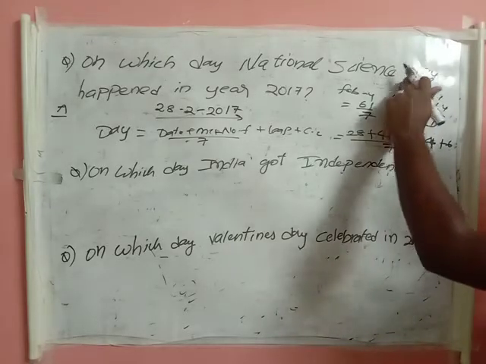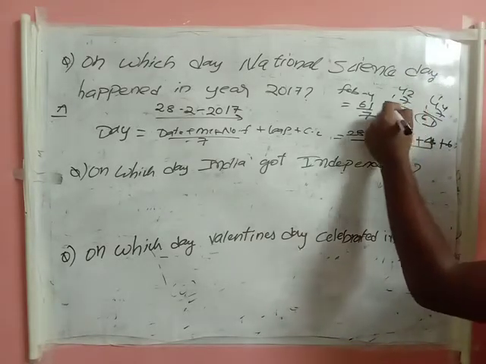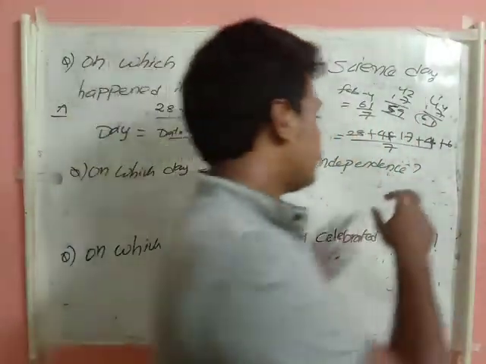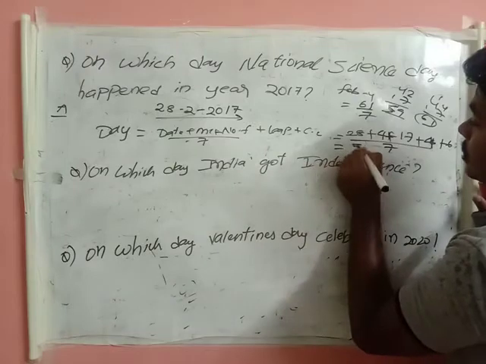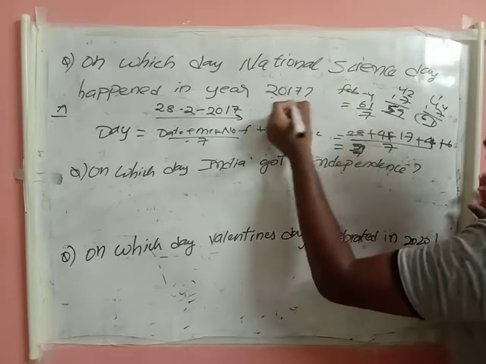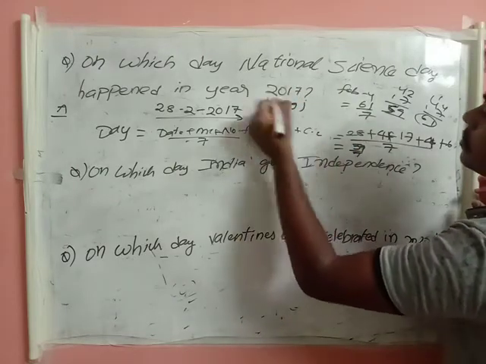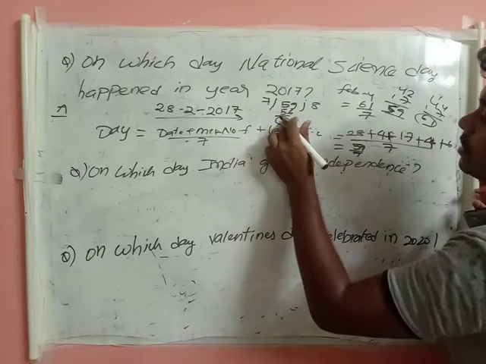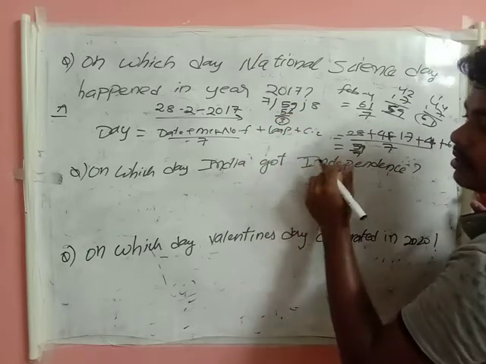I am putting 1 here. So 42 plus 17 is 59, right? So you just divide 59 by 7. So 7 8s are 56, so the remainder is 3. What is the day for 3?